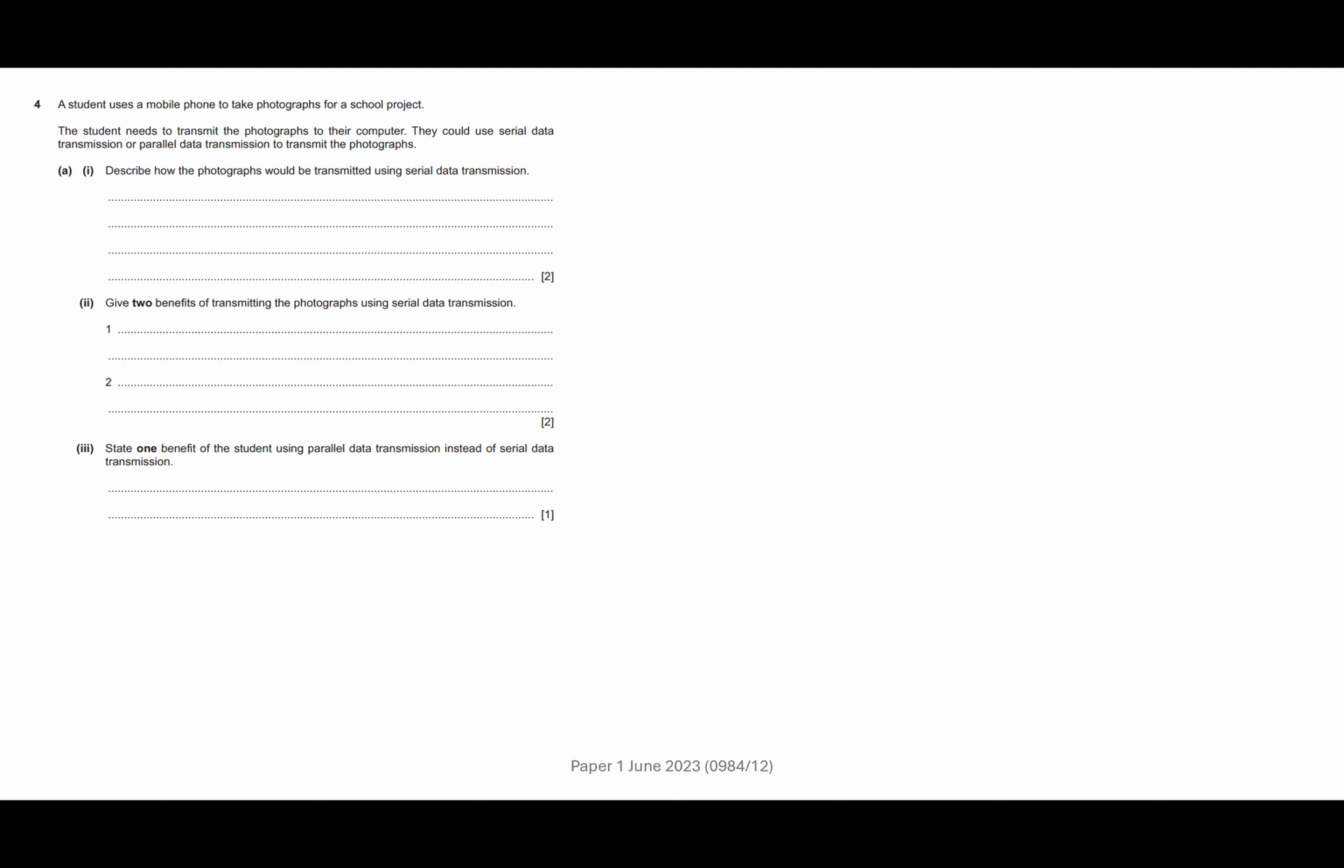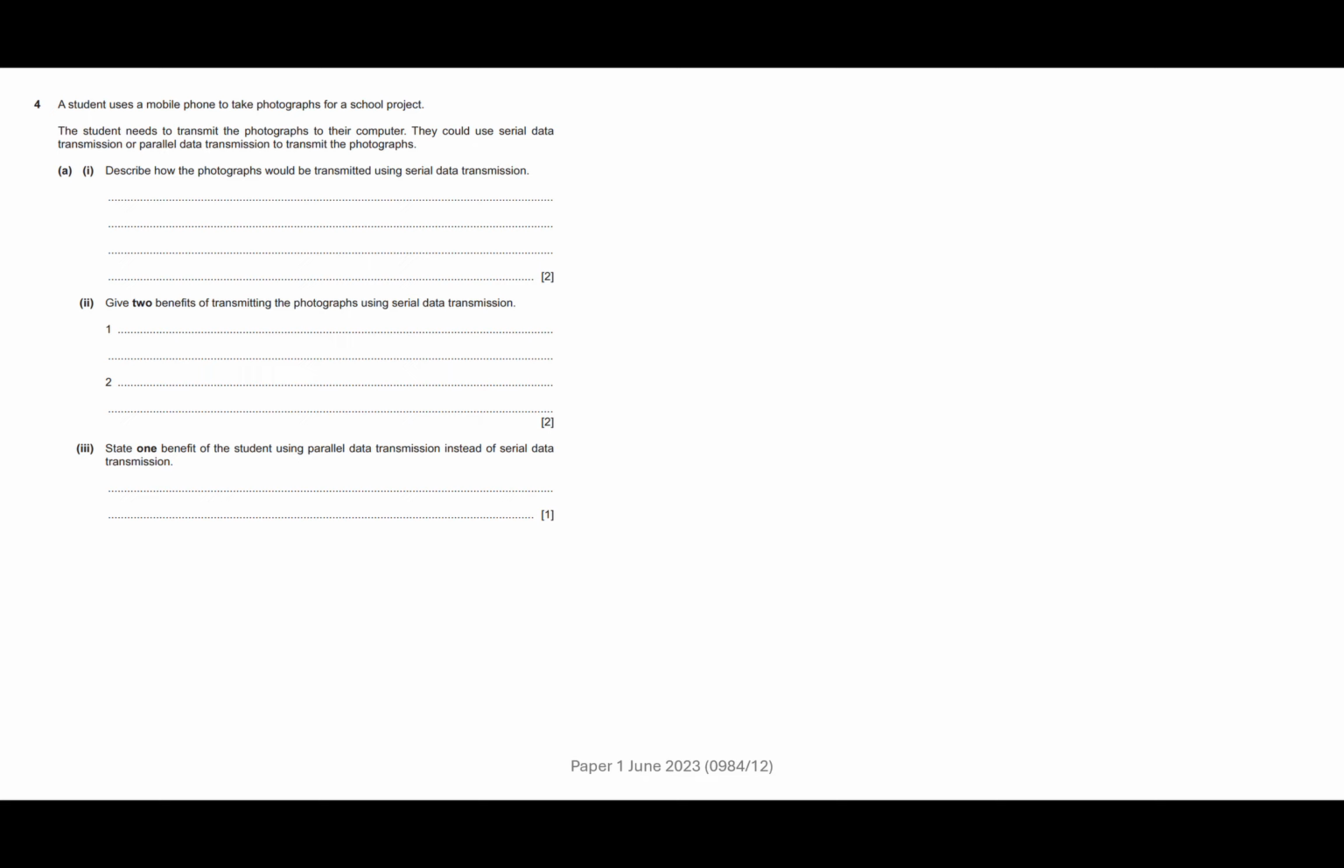Question 4. A student uses a mobile phone to take photographs for a school project. The student needs to transmit the photographs to their computer. They could use serial data transmission or parallel data transmission to transmit the photographs. Describe how the photographs would be transmitted using serial data transmission.